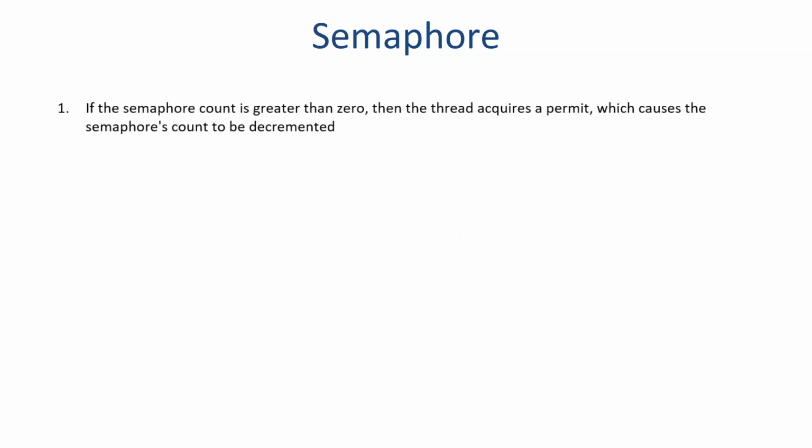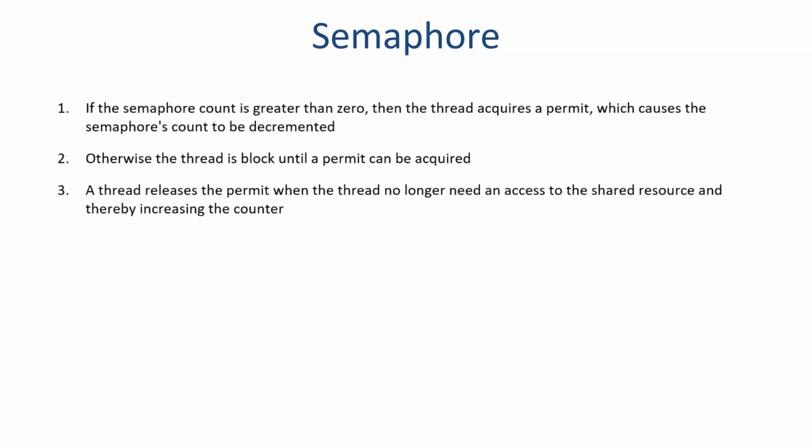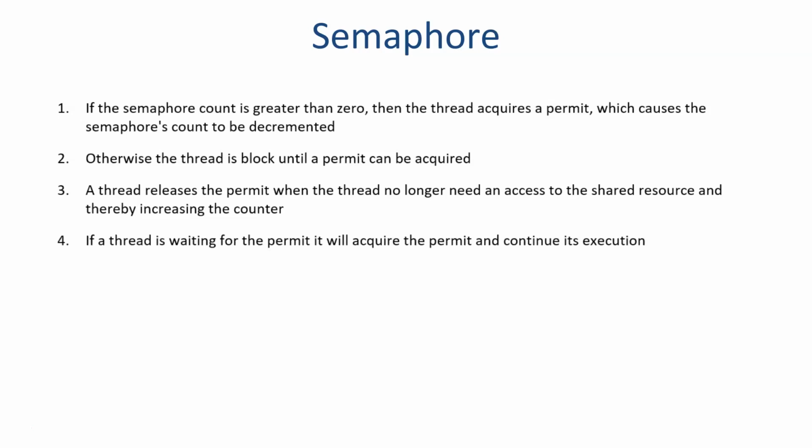If the semaphore count is greater than 0, then the thread acquires a permit, which causes the semaphore count to be decremented. Otherwise, the thread is blocked until a permit can be acquired. A thread releases the permit when it no longer needs access to the shared resource, thereby increasing the counter. If a thread is waiting for the permit, it will acquire the permit and continue its execution.